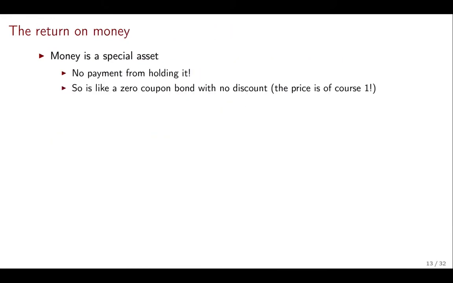Then the final thing we need to discuss is money. So we've discussed two different assets. We've discussed nominal bonds and real bonds, but money is another type of asset. But what makes it special in terms of the discussion we've been having is that there is no payment from holding it. So it's like a zero coupon bond, but there is no discount because the price is by definition 1. It's a zero coupon bond in the sense that if you have $1 today, it pays $1 tomorrow, right? It's the same dollar. But there is no discount because the money is the numeraire. So the price of $1 today is just $1.